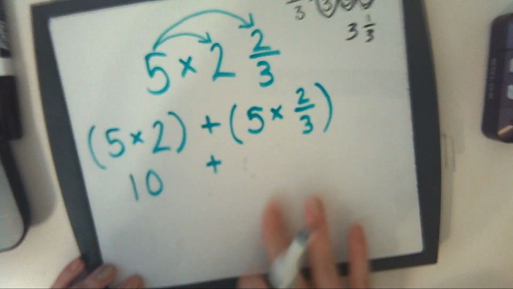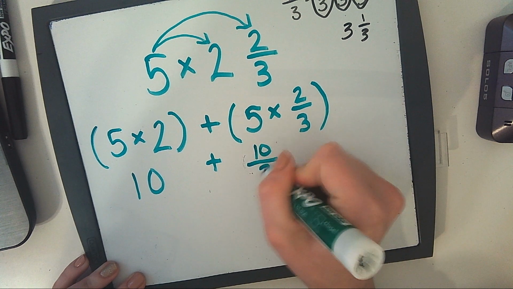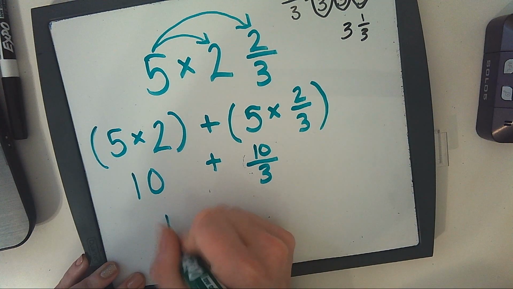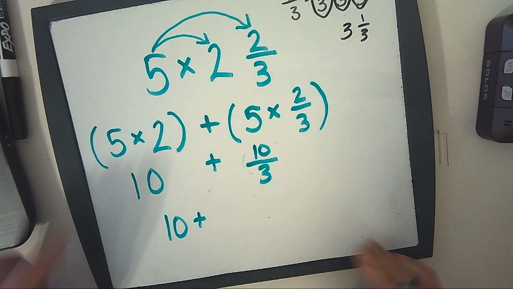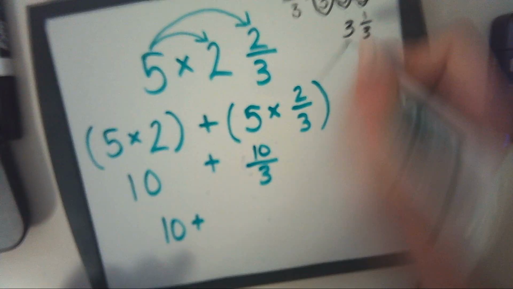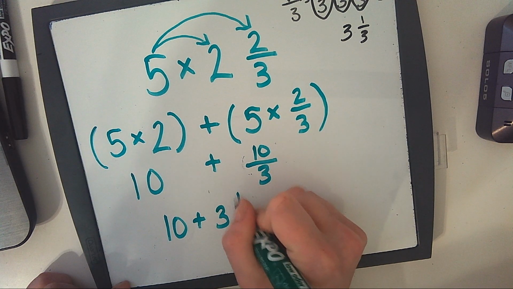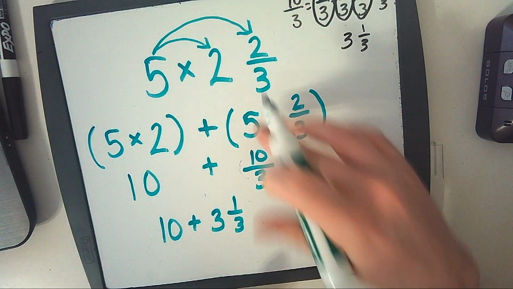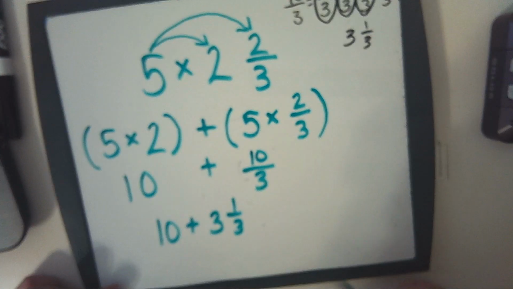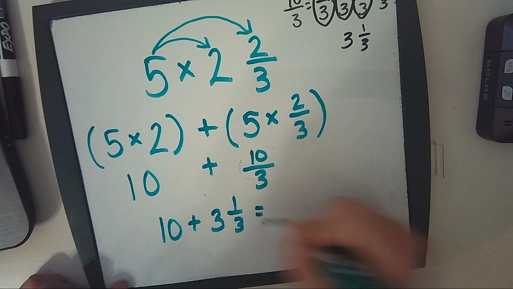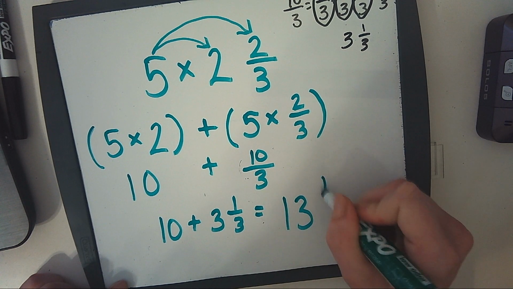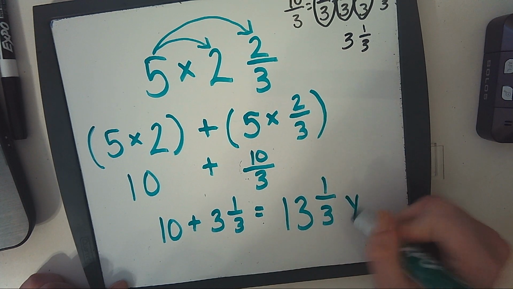Let me just push this up a little bit. So then I would have 10 from my 5 times 2 plus 3 1/3 from my 5 times 2/3. And my final answer would be 13 1/3 yards.